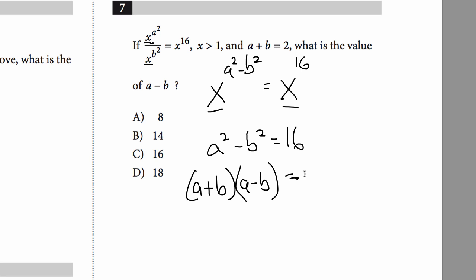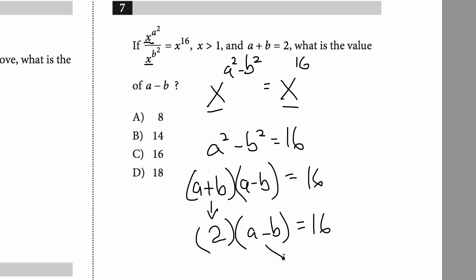And you guys should know that, right? Okay, so a plus b is 2. That part's 2. So it's 2 times something equals 16. Well, this piece has to equal 8. And you're done. That's it.